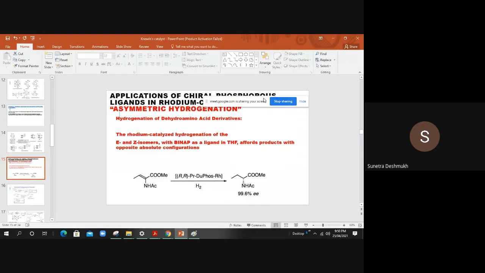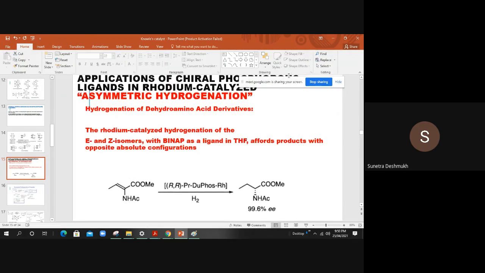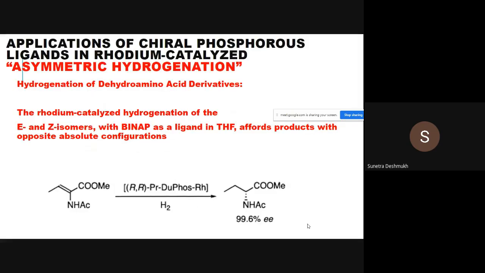Okay, so now we'll see different reactions with rhodium or ruthenium based catalysts with different chiral ligands. Now we'll look at asymmetric hydrogenation catalysts, the applications of chiral phosphorus ligands in rhodium based catalysts. Okay. So, asymmetric hydrogenation of dehydroamino acid derivatives.